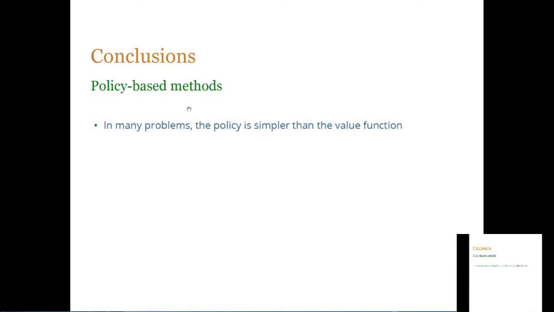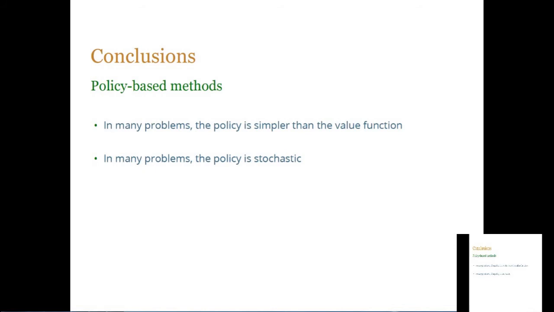In these policy-based methods, why are they interesting? Well, in many problems, the policy is sometimes simpler than the value function. The value function can be very complicated, but the policy can be very simple. It can be just take one action and that's it. It also turns out that in many problems, the policy that you want to learn is stochastic. Think about, for example, poker, when you have partial information or you have an adversary.